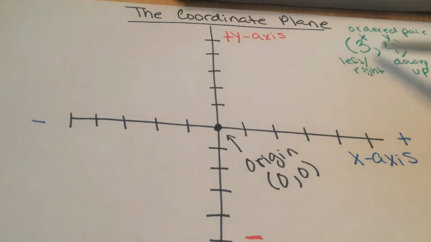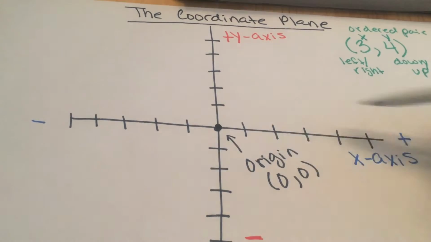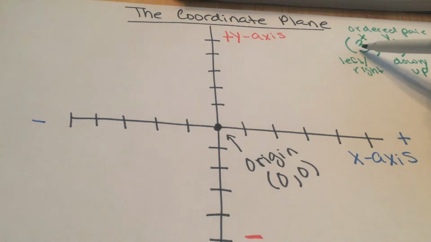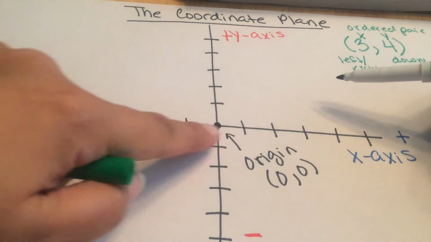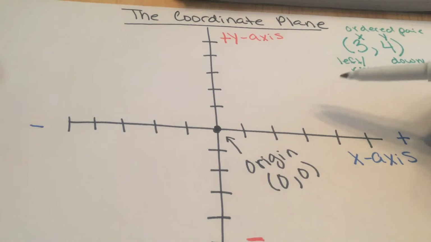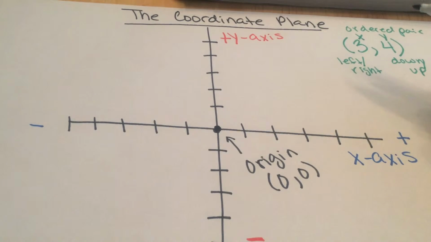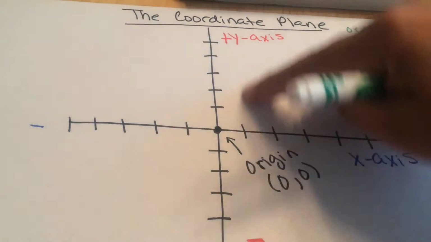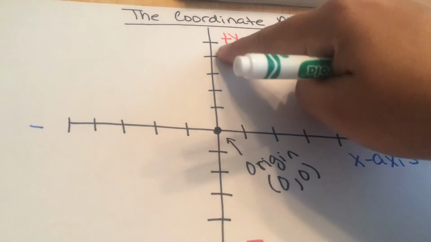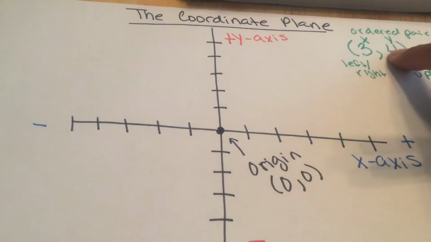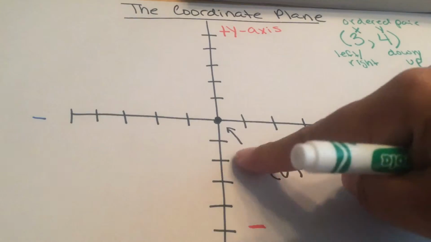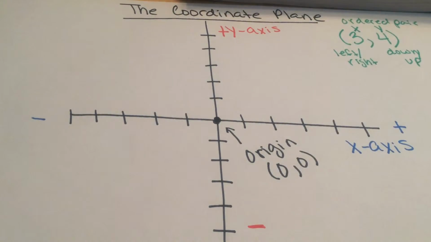Positive numbers for our x-coordinate means we're going to move to the right in the positive part of the x-axis. Negative numbers in our x-coordinate means we're going to move to the left where the negative numbers lie on the x-axis. Positive numbers in our y-coordinate means we're going to move up the positive part of our y-axis, and negative numbers in our y-coordinate means we're going to move down the negative part of our y-axis.